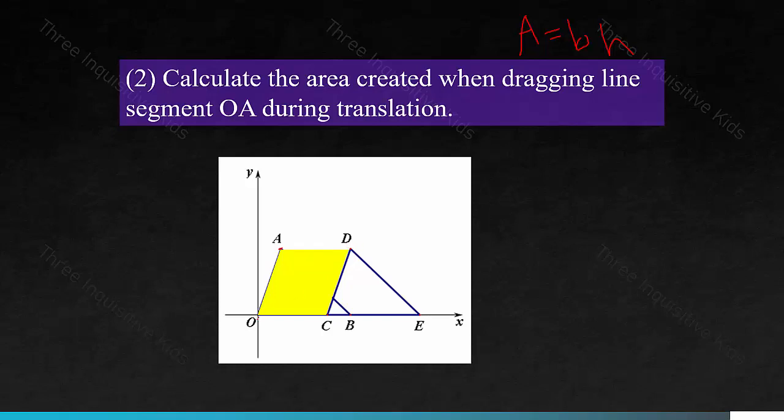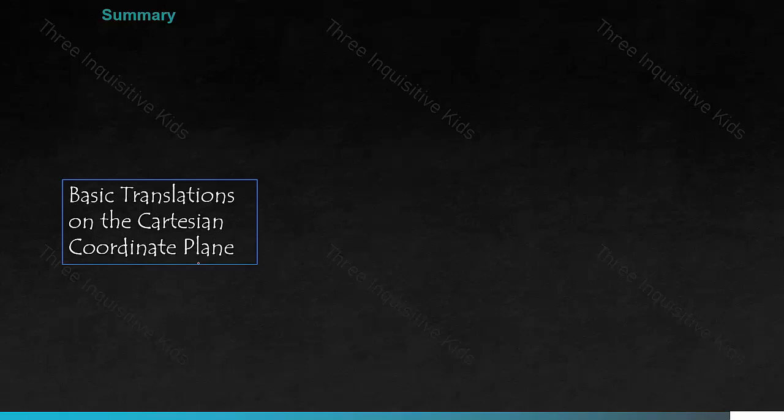Well, we know that its length would be 3 units because this entire figure was translated 3 units. And when we go back, the y-coordinate of A and D is both 3. So the height is 3, and the length is also 3. 3 times 3 equals 9. That's our answer.